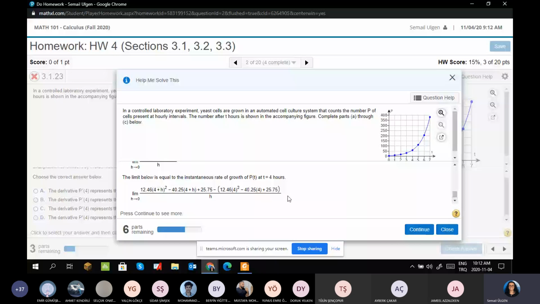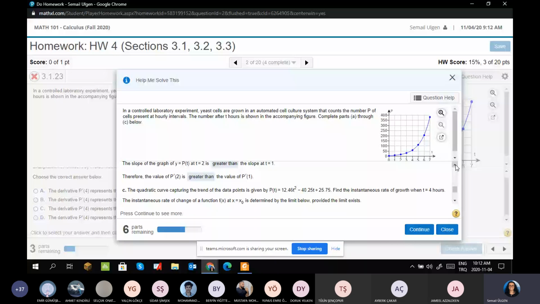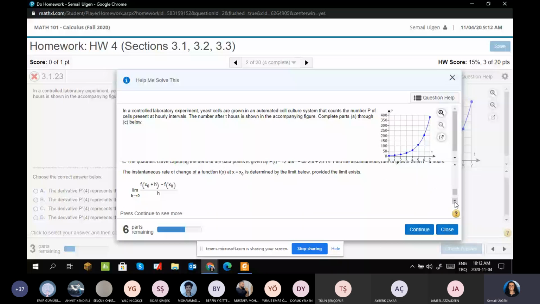We are given the function P of t. At the beginning they gave us the graph, but then they gave us the formula. In the first part they didn't give us the formula, so we just made estimations. But here they gave us exactly the formulation, so we can put it in and calculate that. We just put it in.